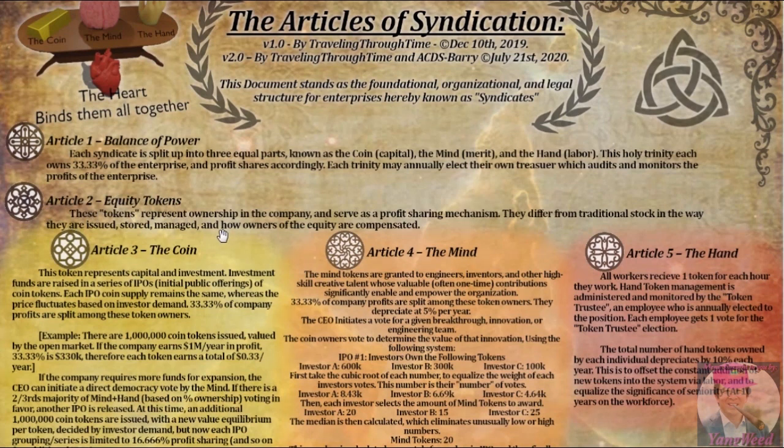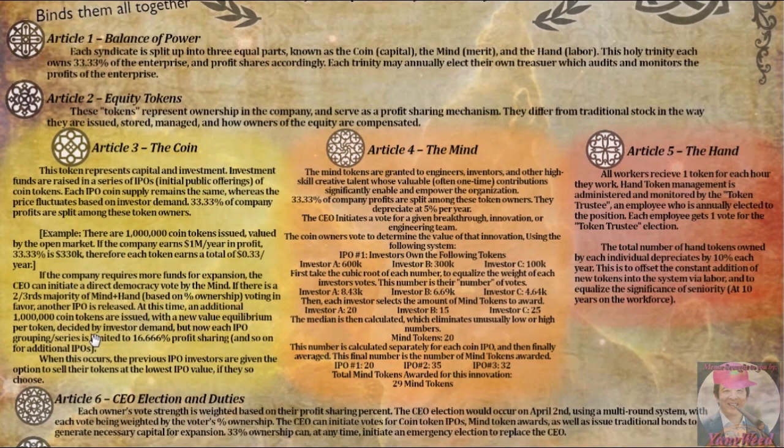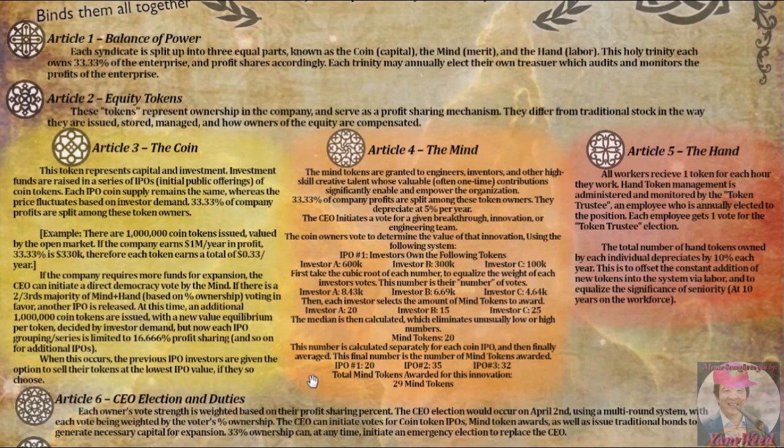Article 2, Equity Tokens. These tokens represent ownership in the company and serve as a profit-sharing mechanism. They differ from traditional stock in the way they are issued, stored, managed, and how owners of the equity are compensated. So you have your three sections. You have your coin, which is traditional capitalism, except it has a multi-tiered IPO system. So there's more than one IPO, which reduces the power of founders and early investors. Then the mind is the creative and intellectual talent of the organization, and the very important employees who contribute with advanced skills. And then your general labor is the hand, which also gets 1/3 ownership of the company. So it's 1/3, 1/3, 1/3.